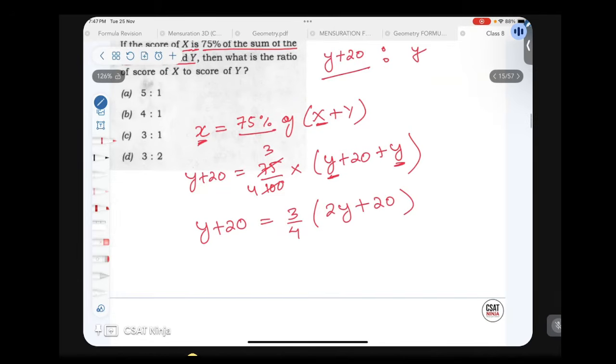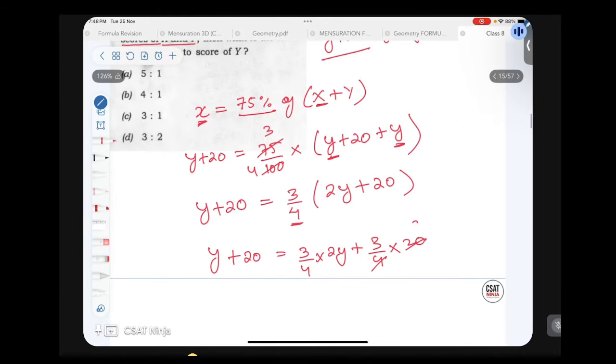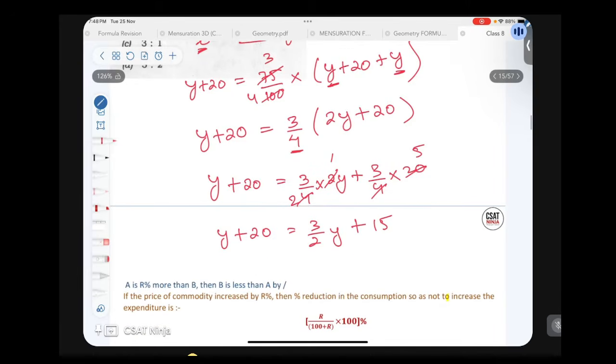So now after reaching this point, there are 2 or 3 ways to approach, whether you can take common or cross multiply, anything. Okay, I'll transfer this one to the other side, or I'll just multiply. Y plus 20 is equal to 3 divided by 4 into 2Y plus 3 divided by 4 into 20. Okay, 4 5s are 20, and 2 1s are 2, 2 2s are 4. So what do we have here? Y plus 20 is equal to 3 by 2 Y plus, how much is it? 3 5s are 15.